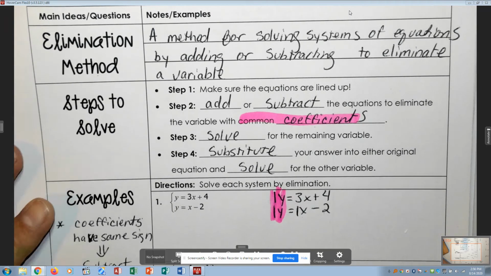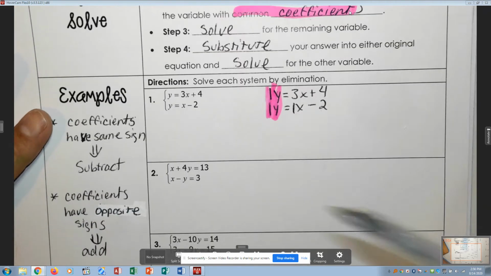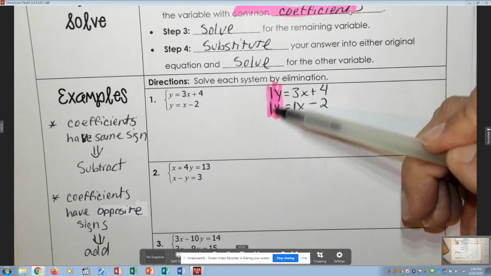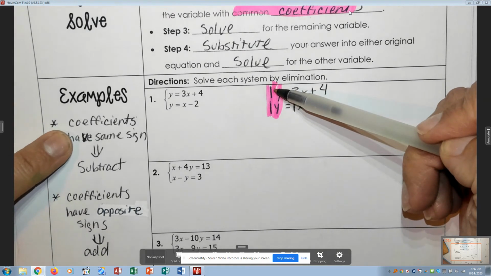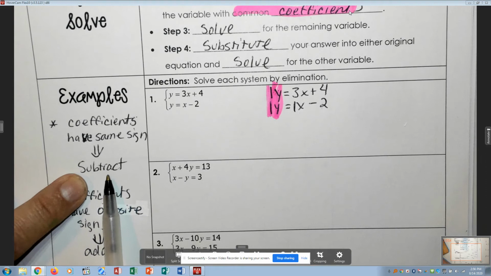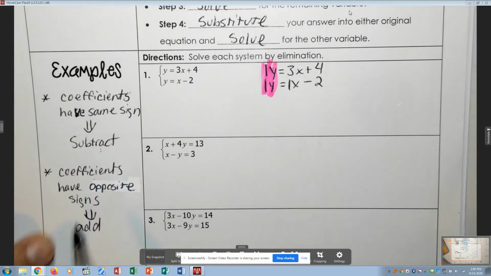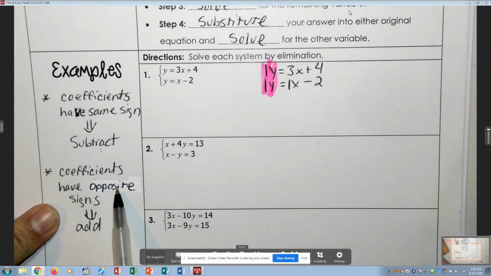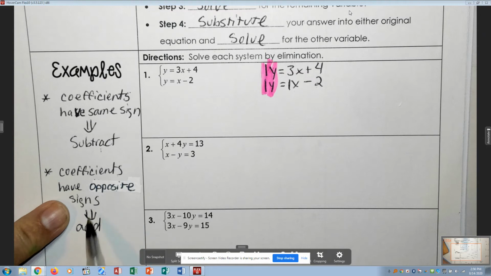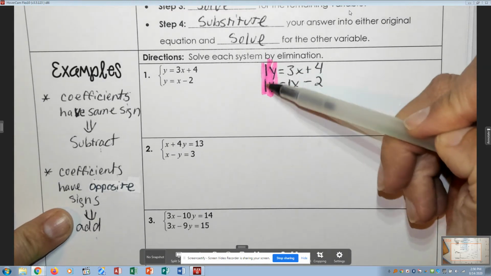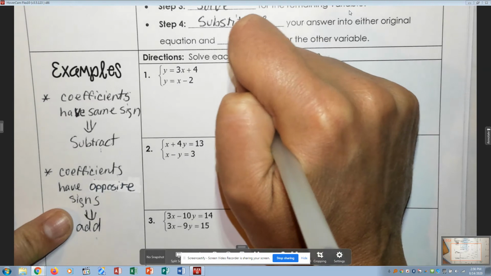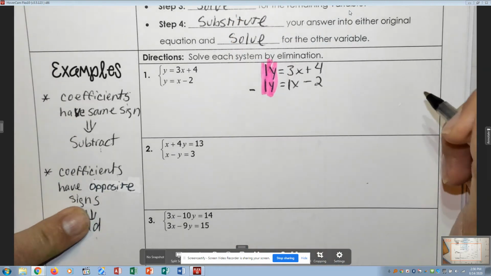So I'm going to show you what this looks like. Here's our common variable. They're both 1. If the coefficients are in common and have the same sign, you would subtract the two equations. If your coefficients have opposite signs, then you would add the two equations. These have the same signs. These are both positive 1. So I would subtract these two equations.